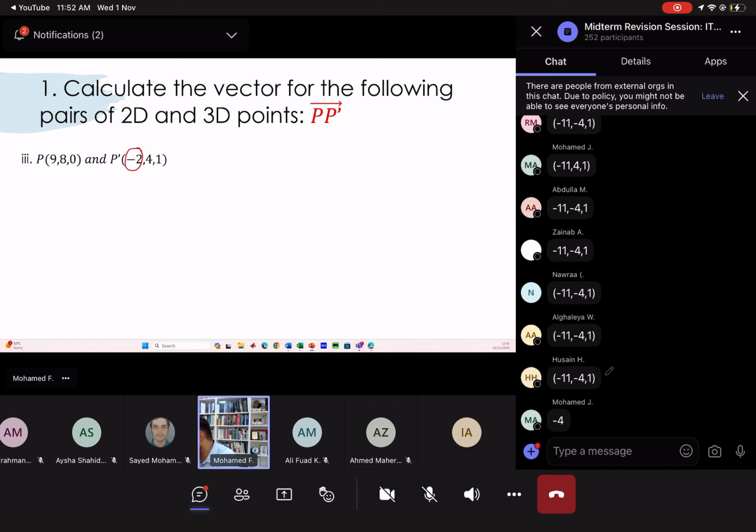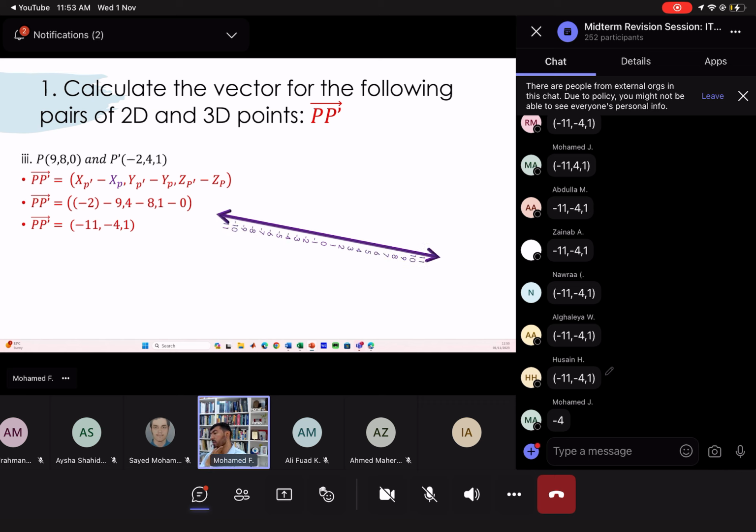We take the second point minus the first point. So this is the second point, minus 2, minus what? 9, comma. Then we take 4 minus what? 8, 4 minus 8, comma. Then we take 1 minus what? 0. And that will give us minus 11, minus 4, and 1. Okay, so we can see just by taking these points out of each other, we get minus 11, minus 4, and 1.